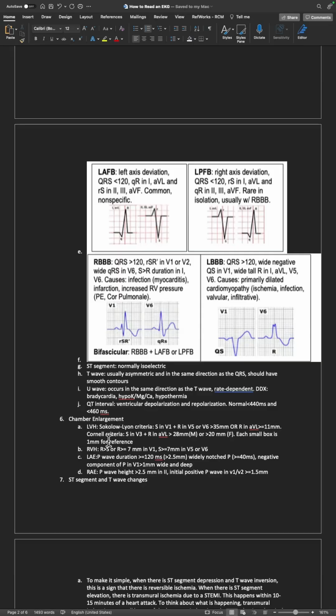The Cornell criteria states that if there's an S in V3 plus R in aVL greater than 28 millimeters in men and greater than 20 millimeters in women, then you have LVH. So for reference, each small box in the EKG is 1 millimeter.